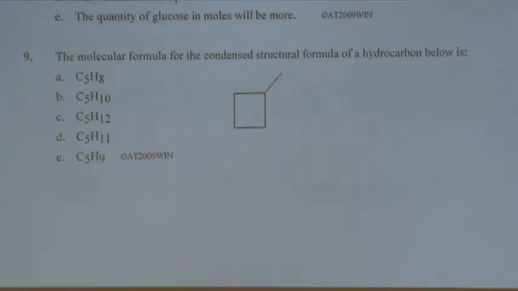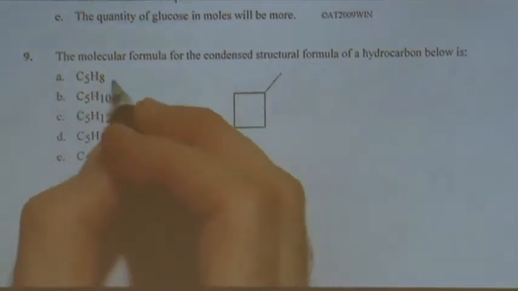1, 2, 3. Only 1 here. So you have actually 3 hydrogens here. Right? So you have what? 2 times 3, 6, 7, and 3, 10. See how easy it is? Pretty fun, huh? C5H10.